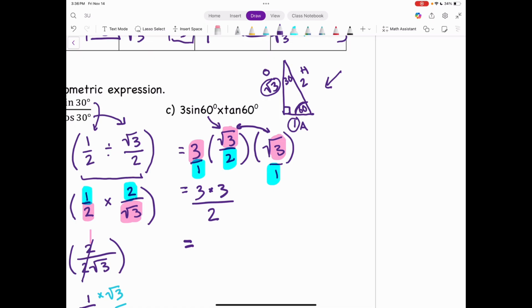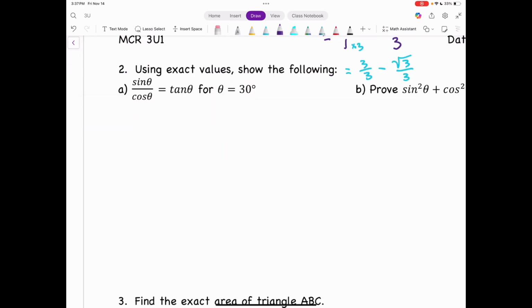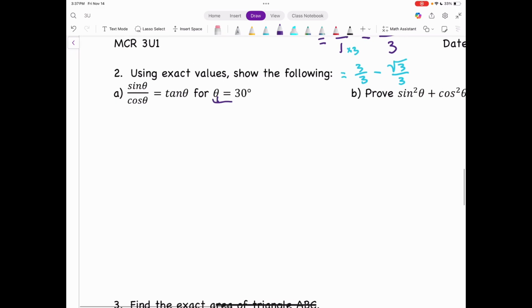3 times 3 is 9 over 2. Okay, here we've got a left side equals right side question. So what we're asked is prove that sine at 30 divided by cosine at 30 is equal to tangent at 30. So again, we need to look at our ratios.